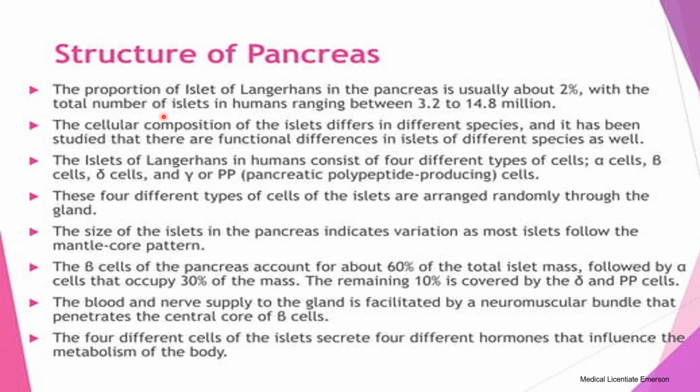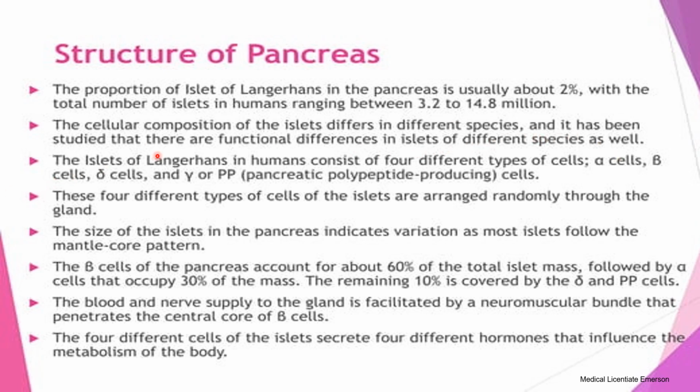So the proportion of the islets of Langerhans in the pancreas is usually about 2%, with a total number of islets of Langerhans ranging from 3.2 to 14.8 million. Then the cellular composition of the islets of Langerhans differs in different species, and it has been studied that there are functional differences in islets of different species as well.